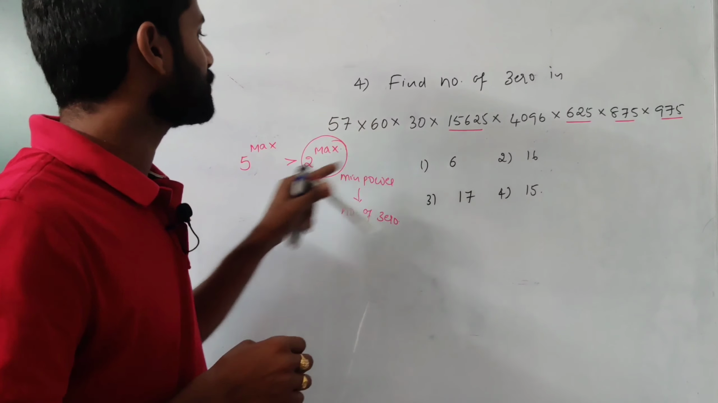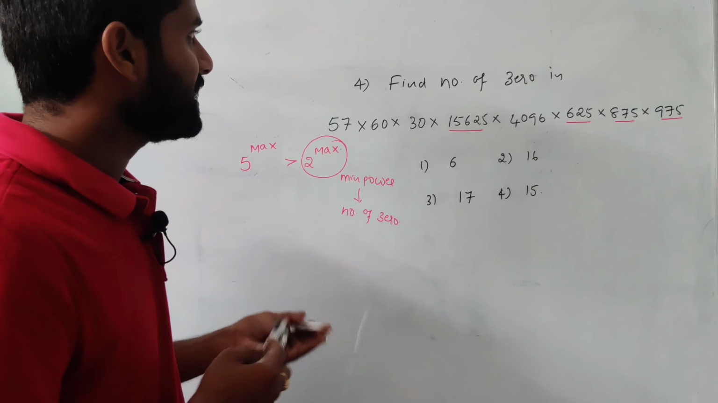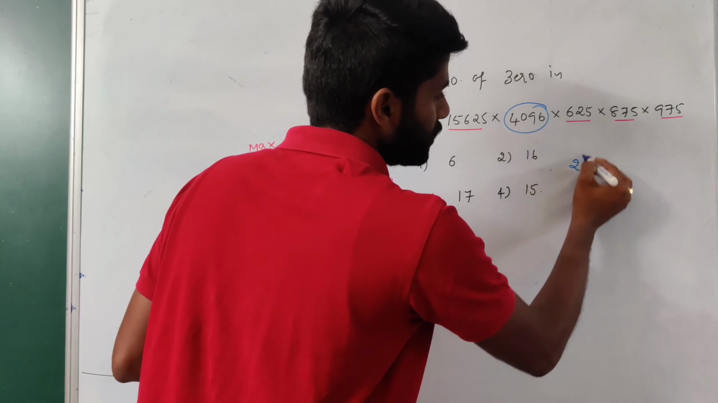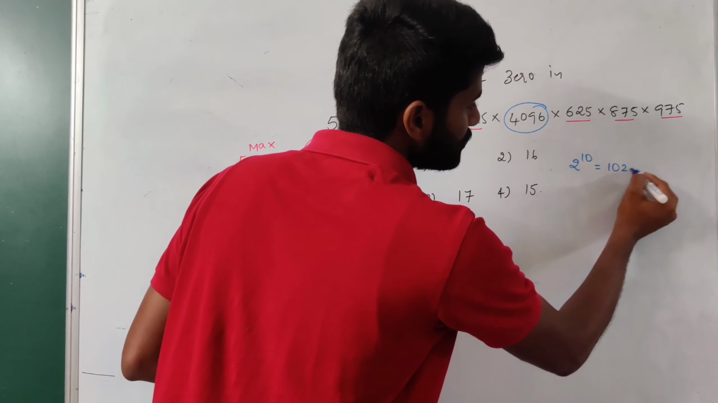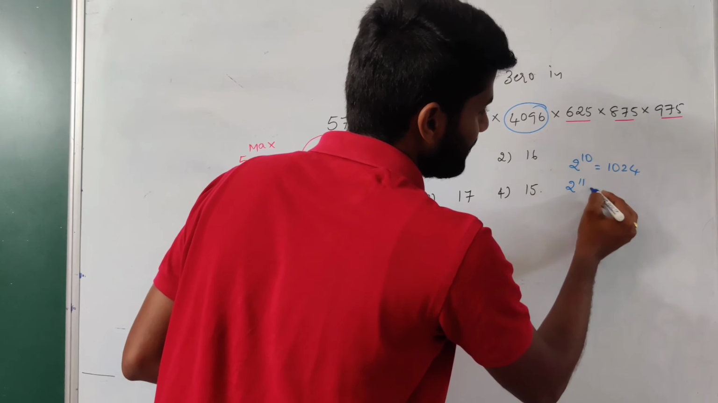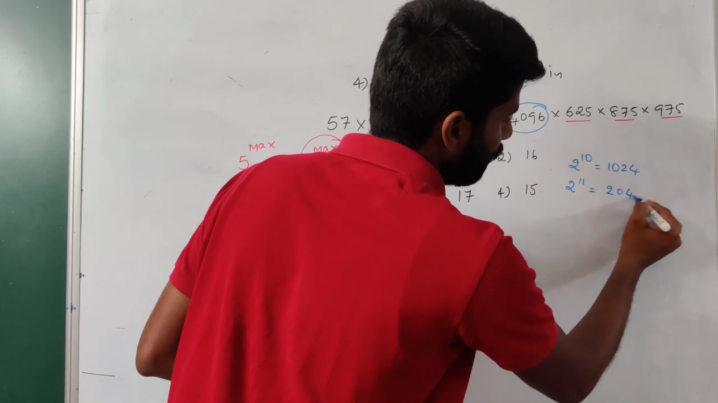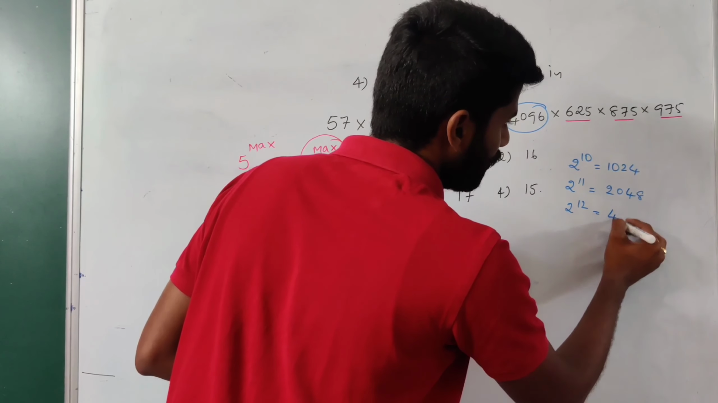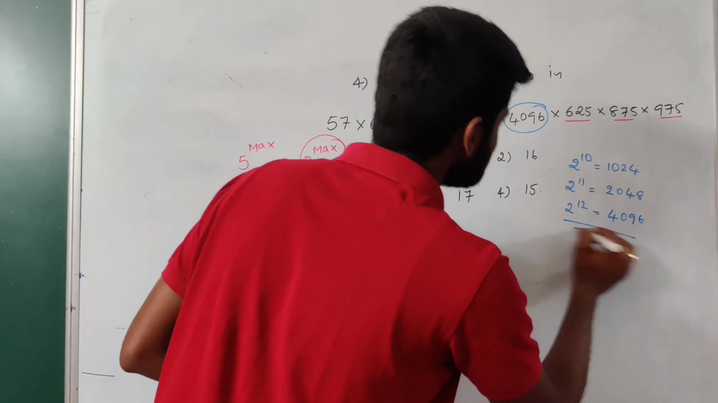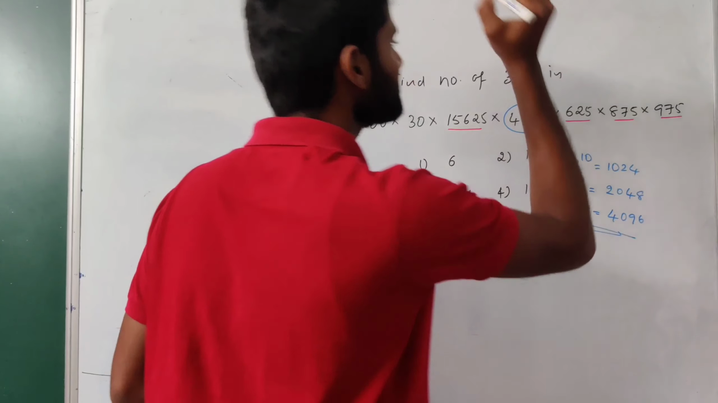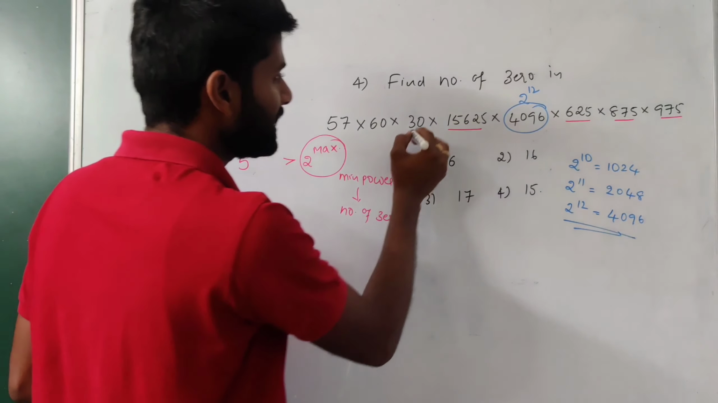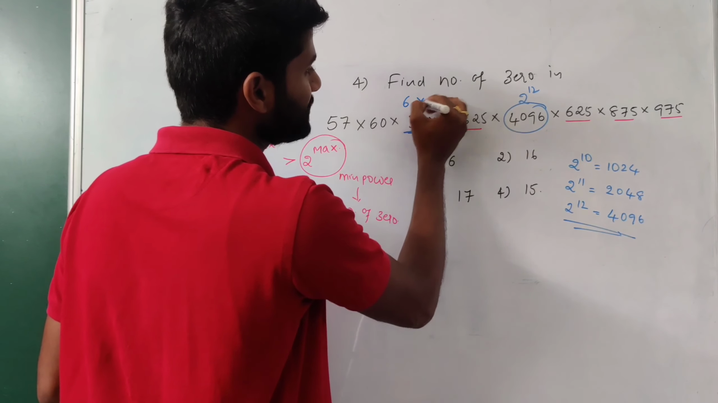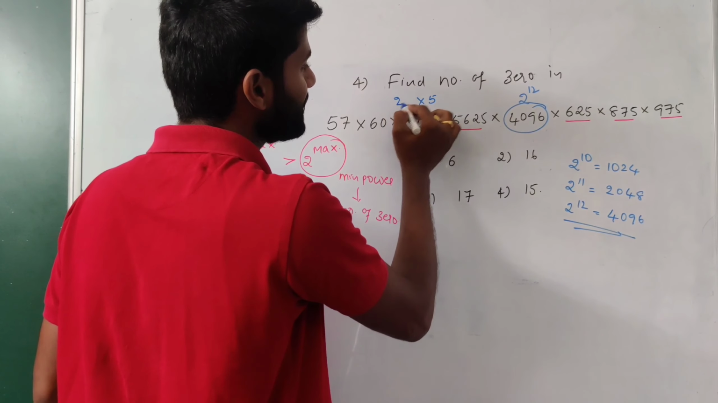So from this question we need to focus on the number of 2's. See 4096: we know that 2 power 10 is equal to 1024, 2 power 11 is exactly 2048, and 2 power 12 is exactly 4096, which means the number of 2's here is 12. And here we get one 2. These can be written as 6 into 5, and 6 can be written as 2 into 3.